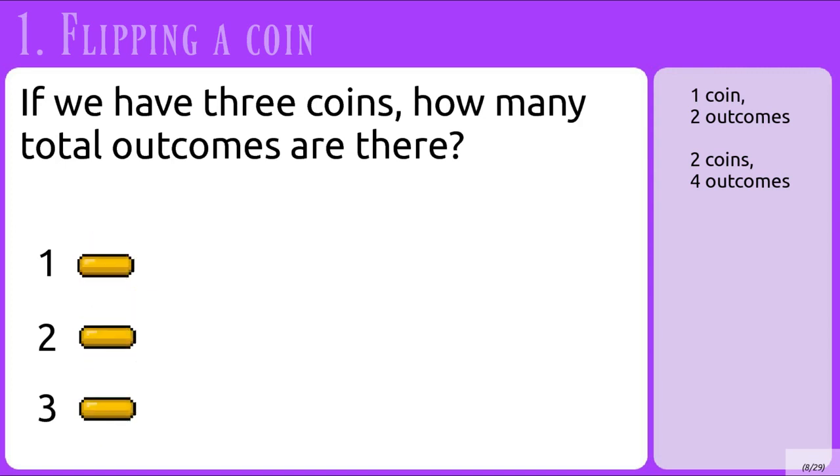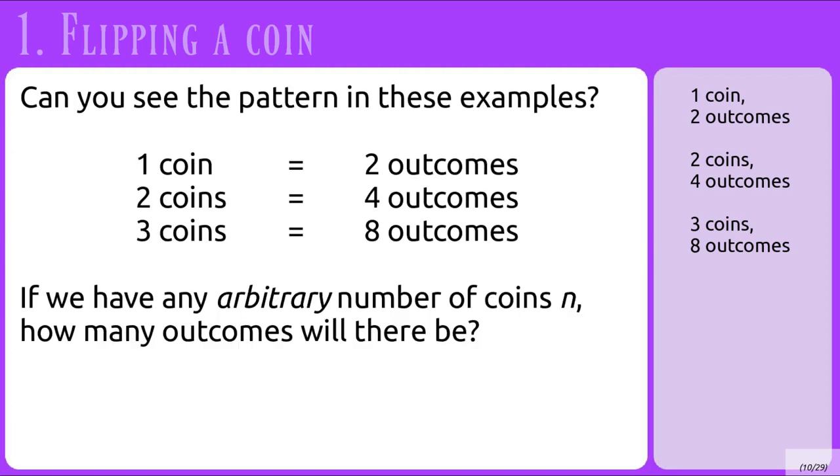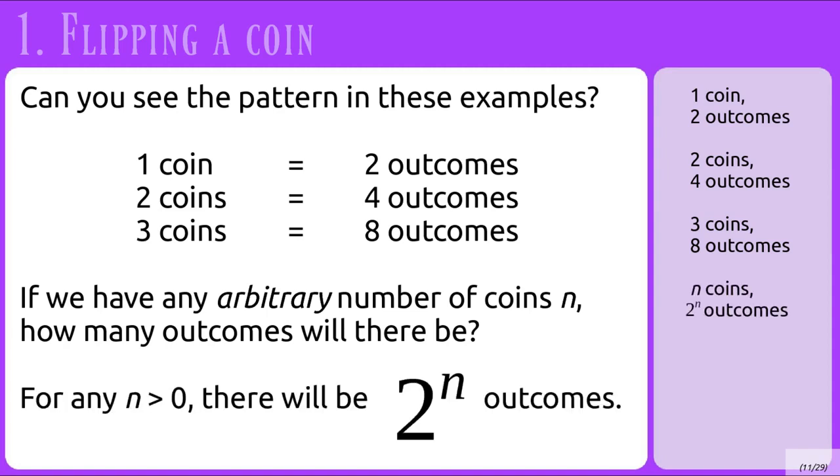So for one coin, there are 2 outcomes. For 2 coins, there are 4 outcomes. And if we have 3 coins, how many total outcomes will there be? There will be 8 total possible outcomes. There's all heads and all tails, of course, but then we also need to have all possible combinations in between. Can you see the pattern in these examples? If we have any arbitrary number of coins n, how many outcomes will there be? There will be 2 to the n outcomes, given that we're flipping n coins.